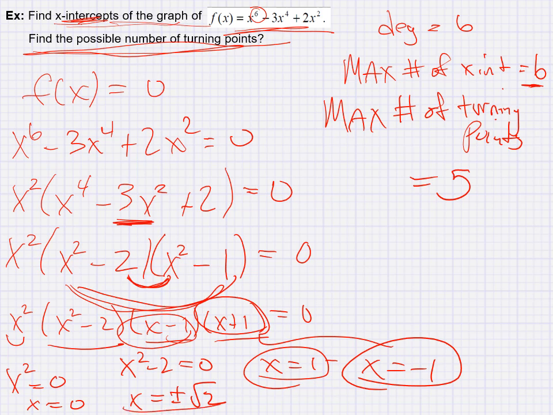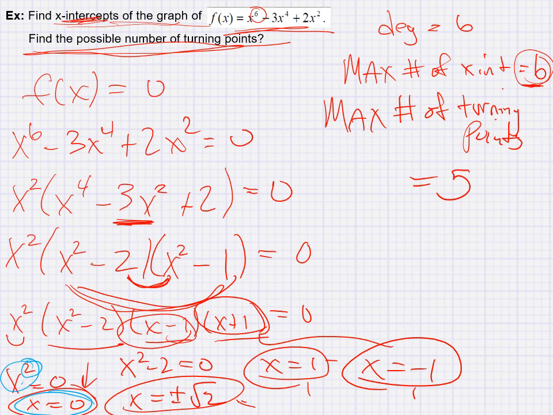So I have how many zeros? 1, 2, 3, 4, 5. I said I was going to get 6 at most. I got 5. In a way, you could say I did get 6 because this 0 here is repeated because the factor is squared.